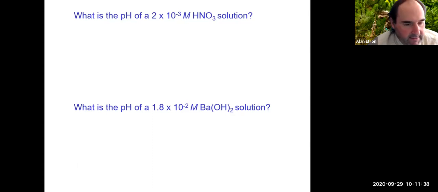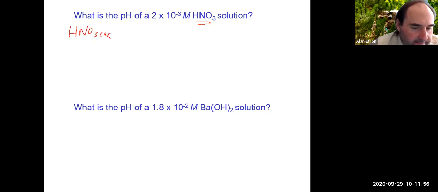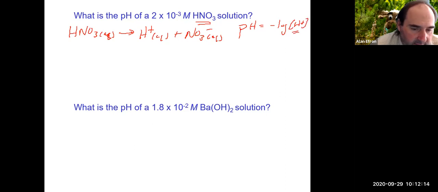Okay, let's take a look here and see how we're doing. In this case, again, a little bit different. They give us the actual formula here, and we should recognize that as a strong acid. What that means is HNO3 will 100% dissociate into H plus and NO3 minus, since it is a strong acid. Since we're looking for the pH, which is minus the log of the H plus, what we need to figure out is the H plus concentration. And we know that the entire thing here is 2 times 10 to the minus 3 molar.